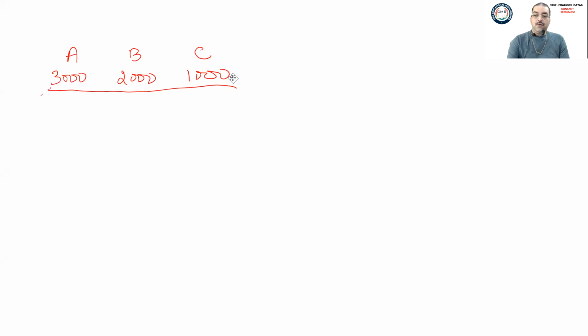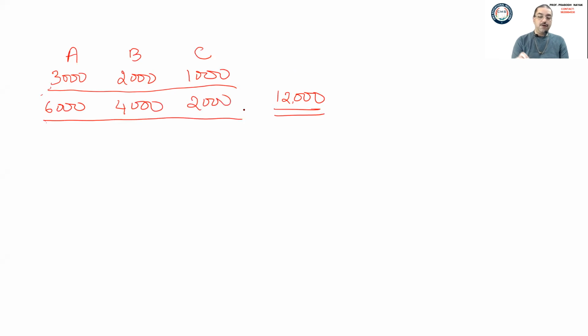Now, I tell you that I'm having some indirect cost of rupees 12,000. If I'm going on the basis of traditional costing and I'm allocating this to the 3 products on the basis of number of units produced, then I will be allocating 6,000 to A, 4,000 to B, and 2,000 to C. This will be my allocation of 12,000 on the basis of traditional costing.